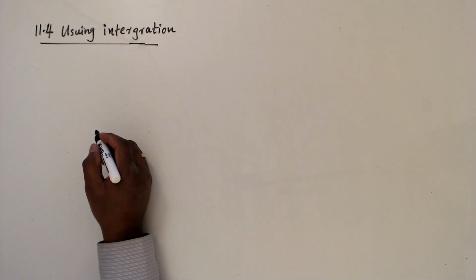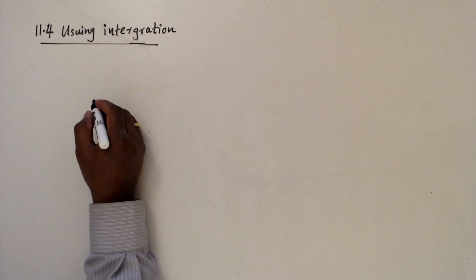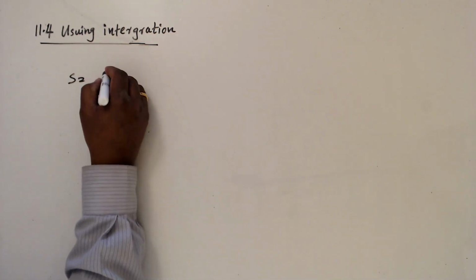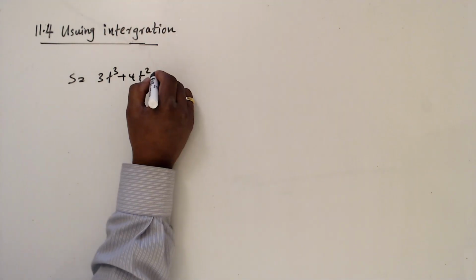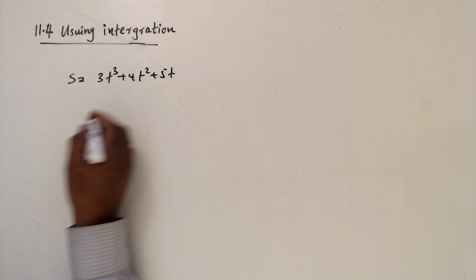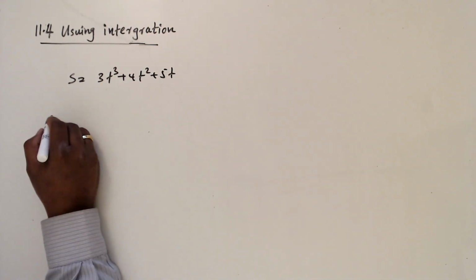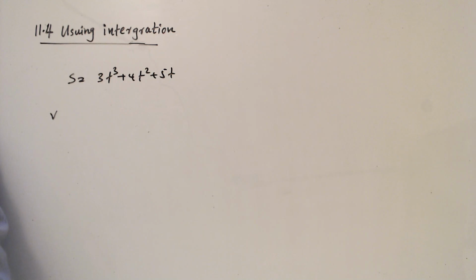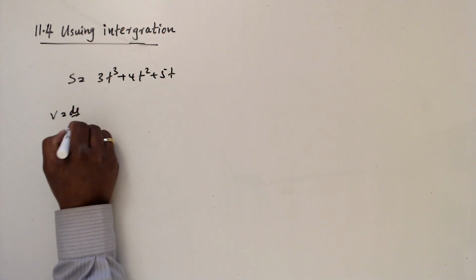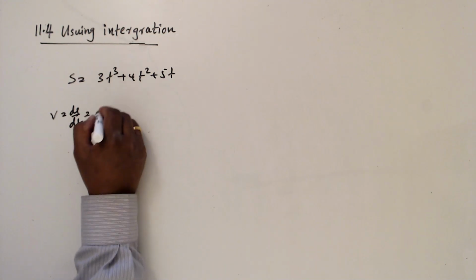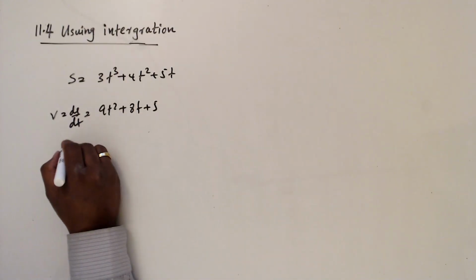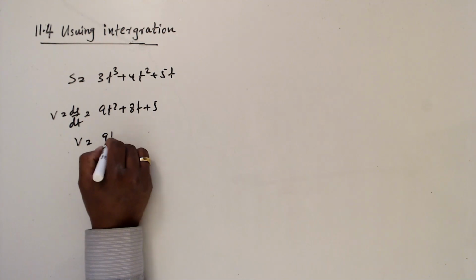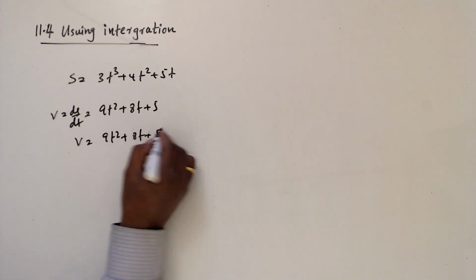Section 11.4 uses integration. I'll start with this equation we discussed earlier, 4t square plus 5t. When we want to find velocity, we differentiate displacement. So this is 12t square plus 8t plus 5. We found the velocity: v equals 12t square plus 8t plus 5.